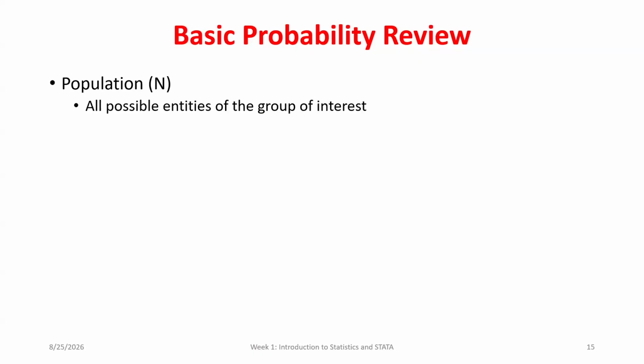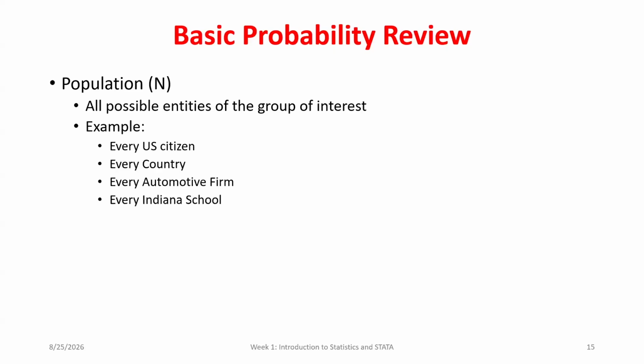So some notation that we're going to use throughout the semester is anytime I'm looking at what we would call population data, the total size of our population is uppercase N. That represents our population size. So this would be like if I had every US citizen, every country in the world, or every single automotive firm if I'm looking at the automotive industry recorded for whatever variable I'm looking at. So this would be population data.